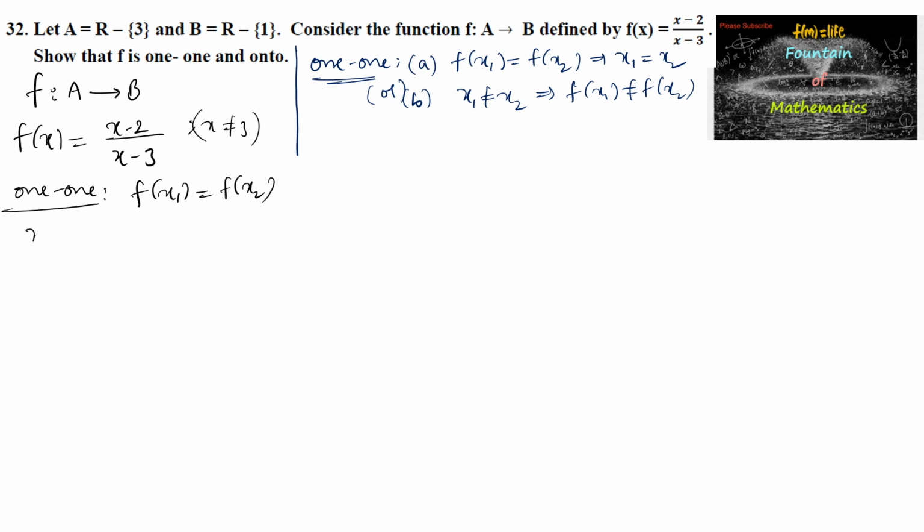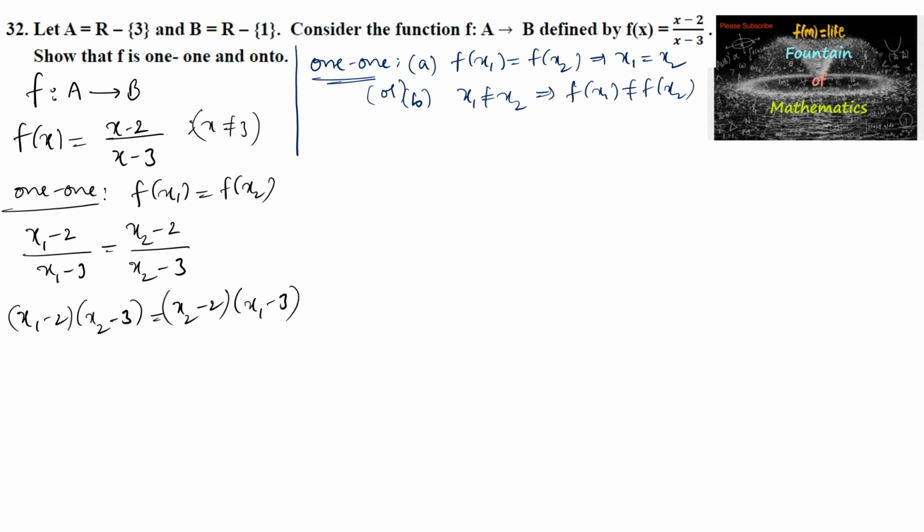So we can write x1 minus 2 upon x1 minus 3 is equal to x2 minus 2 upon x2 minus 3. So cross multiplication, x1 minus 2 into x2 minus 3 is equal to x2 minus 2 into x1 minus 3. So on simplification, x1 x2 minus 2x2 minus 3 times of x1 plus 6 is equal to x1 x2 minus 2x1 minus 3 times of x2 plus 6.